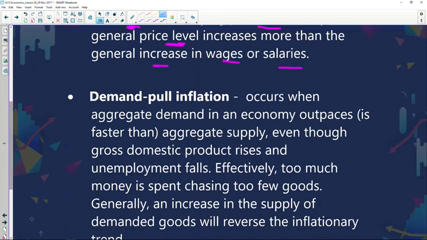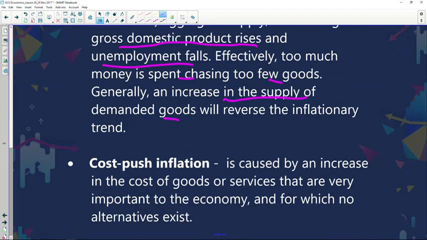We've looked at demand pull inflation, and we said it occurs when aggregate demand in an economy outpaces the aggregate supply, even though the gross domestic product rises and unemployment falls. Effectively, too much money is spent chasing too few goods. Generally, an increase in the supply of the demanded goods will reverse the inflationary trend. So when there is an increase in the supply, that will help to reverse this trend.